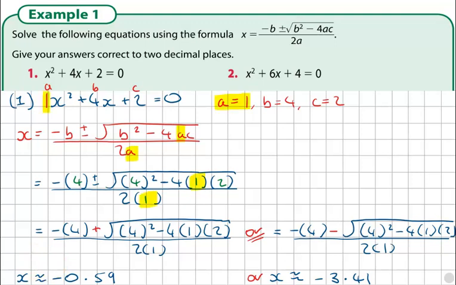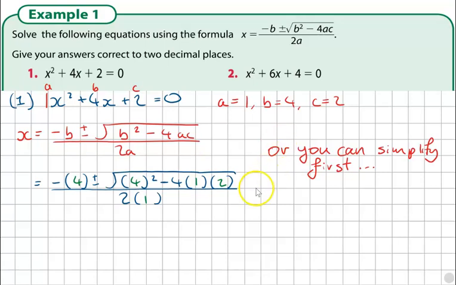Just to show you again where those numbers came from. I've highlighted in yellow all the a's, which I replaced with 1. I've highlighted in blue the b's, which I replaced with 4. And the c, which becomes 2.